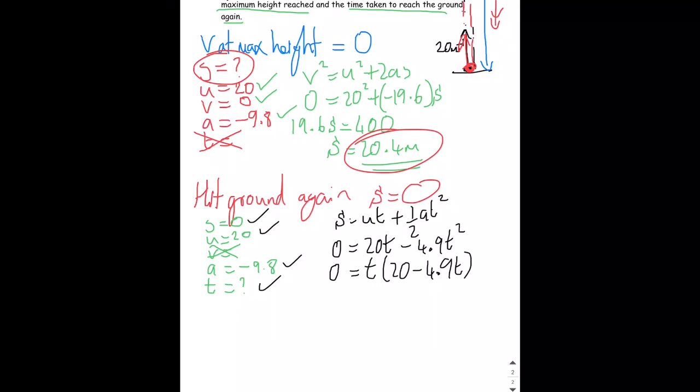And so now that just tells us that time can be 0. Hang on, what does that mean? Oh yeah, at the beginning of this scenario, when time was 0, the displacement was 0 because it was on the ground, before it was projected upwards. So that makes sense. Alternatively, this must be when it lands again, this bracket equaling 0. And when I rearrange that, I get T is 20 divided by 4.9, which is 4.08 seconds.